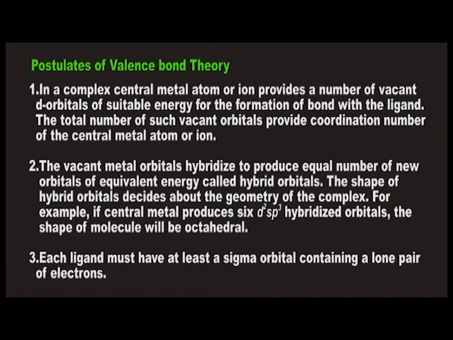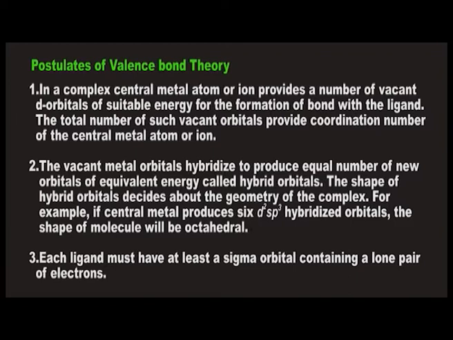The second postulate says the vacant metal orbitals hybridize to produce an equal number of new orbitals of equivalent energy called hybrid orbitals. The shape of hybrid orbitals decides the geometry of the complex. For example, if the central metal produces 6 d2sp3 hybridized orbitals, the shape of the molecule will be octahedral.